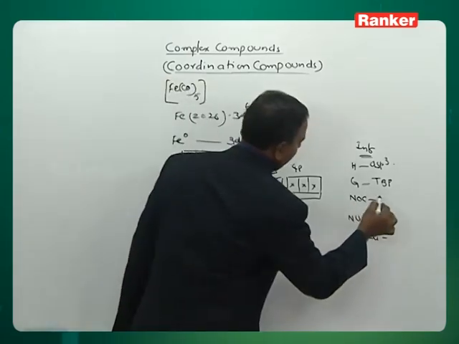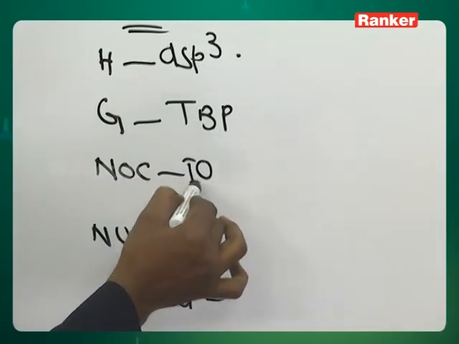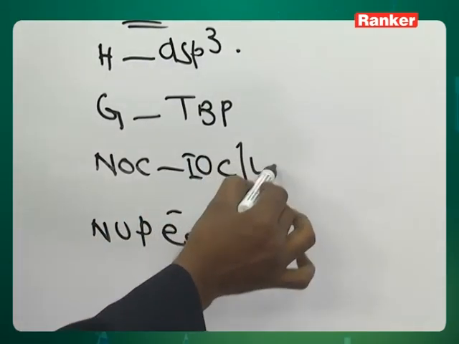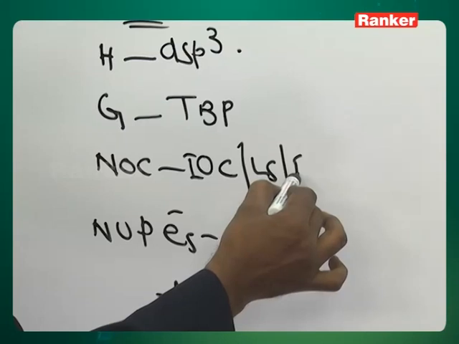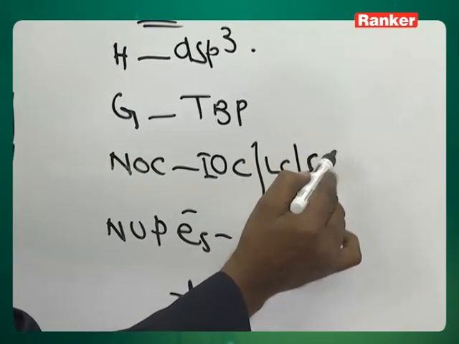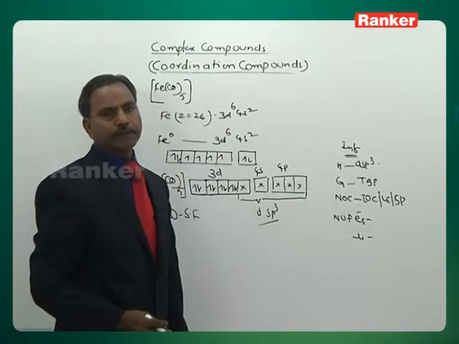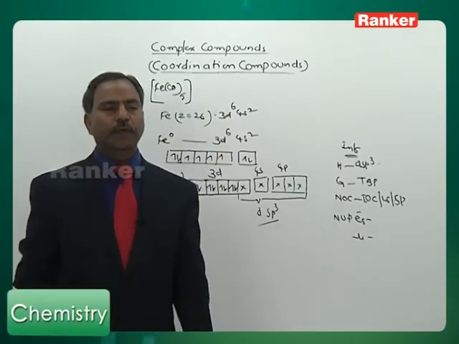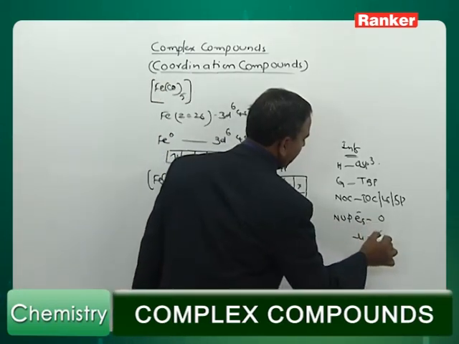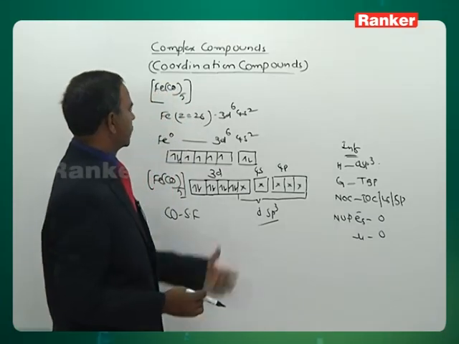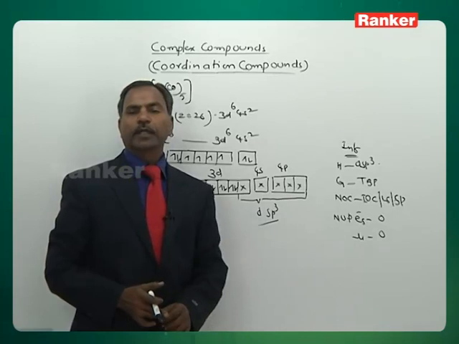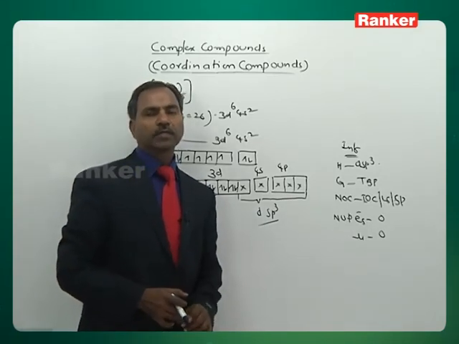And the nature of the complex: consider it an inner orbital complex. Since the electrons are getting paired, it is a low spin complex, or you can also say a spin paired complex. Inner orbital complex, low spin complex and spin paired complex. Check the number of unpaired electrons: 0. Magnetic moment is also 0. So this is the information about this particular trigonal bipyramid complex under coordination number 5.